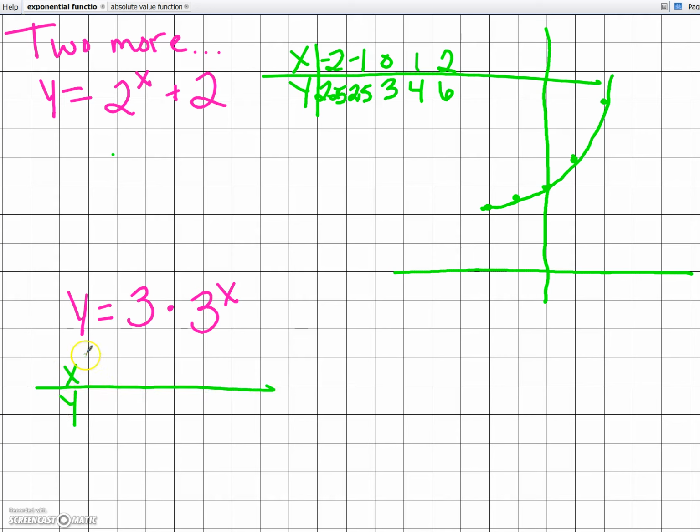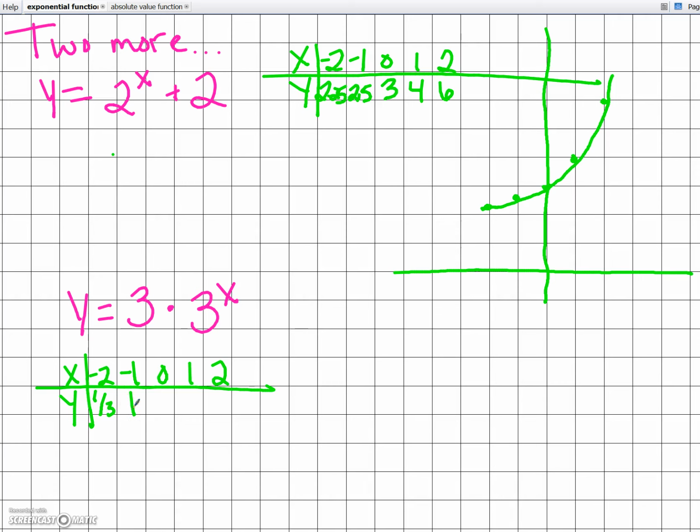X and y. Our new equation is 3 times 3 to the x power. So we're going to use our negative 2, negative 1, 0, 1, 2. So 3 to the negative 2 power is 0.11111. So if we times that by 3, we get 0.33333, which we know is 1/3. Okay, if we go 3 to the negative 1 power, it is 0.33333, which is 1/3, times 3 gives us 1.